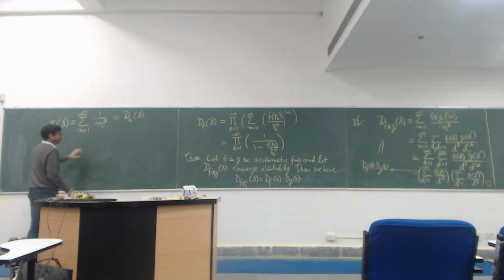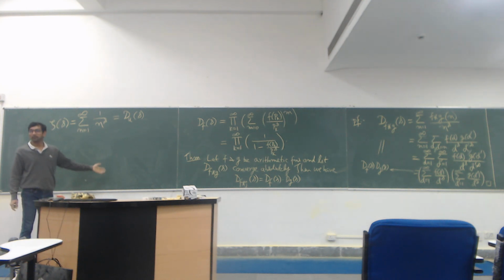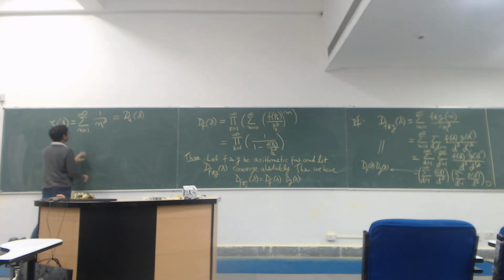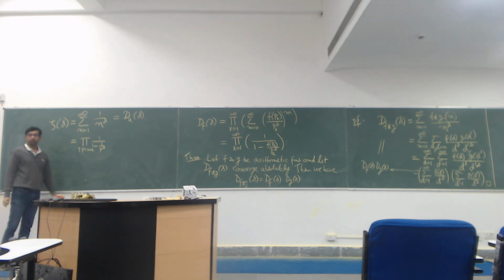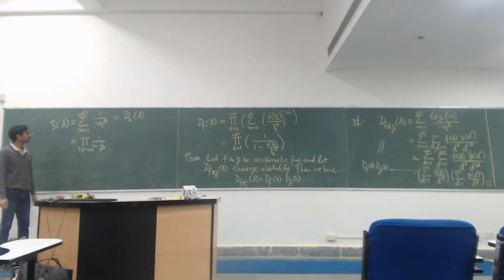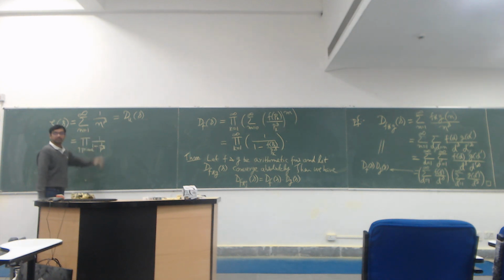So you know the Euler decomposition. We can write this as a product of 1 by 1 minus 1 by p to the power s, with p prime, so for all the primes. This is called the Euler decomposition of zeta. And zeta, you know, is D of u at s.